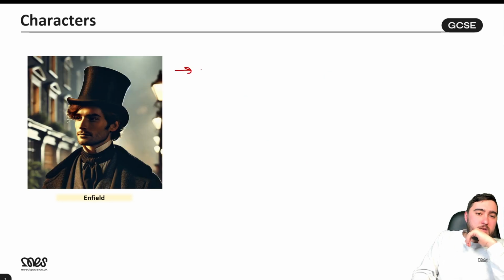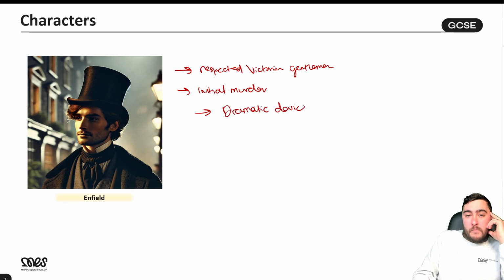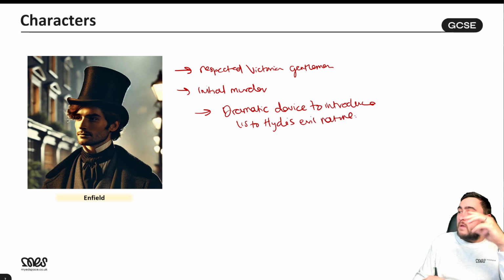And Enfield is another respected Victorian gentleman. He's the one who sees this initial murder, and again, he is essentially a dramatic device to introduce us to Hyde's evil nature, right? Those are the main characters that you need to know.